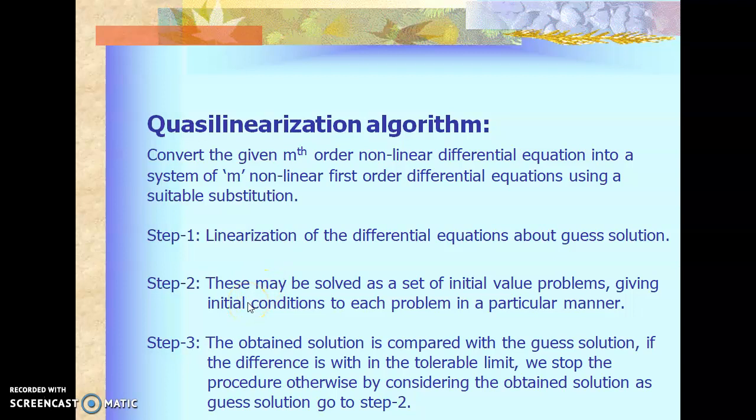In the second step, we will solve this system of linear equations, but it is again a boundary value problem. We will solve this boundary value problem by converting it into a system of initial value problems. Then after getting the solution of that system, we will compare the solution with the guess, and if the difference is okay, then we will stop the procedure, otherwise we will go for the next iteration.